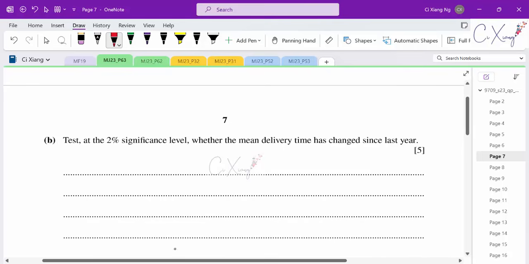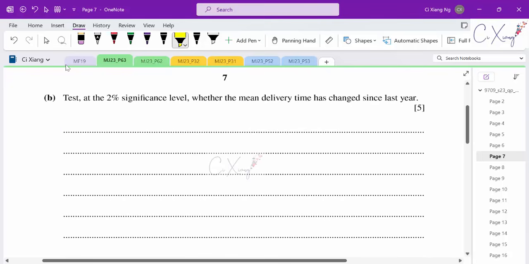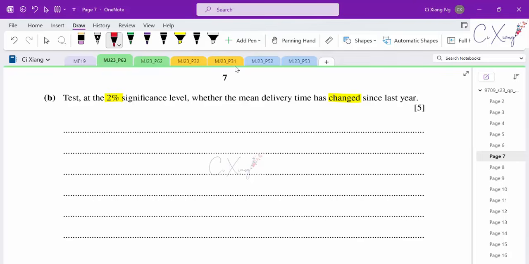When you're at question B, they want us to carry out the test at the 2% significance level, whether the mean delivery time has changed since last year. Highlight the keyword change. This is the keyword to help us set up the alternative hypothesis. They are talking about the mean time, so we want to find out whether the population mean has changed or not since last year. To carry out the test, the first step is to set up the null and alternative hypotheses.